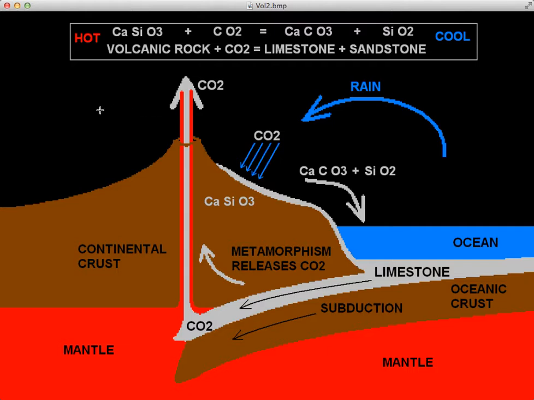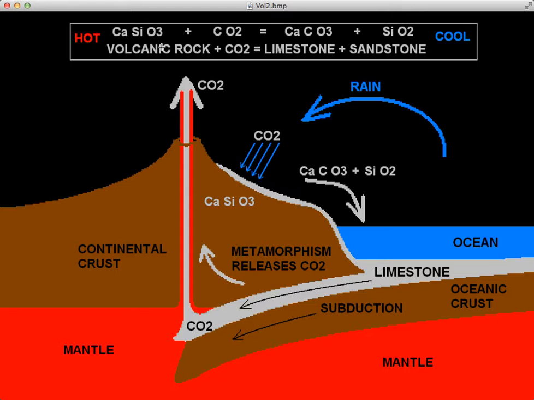The best place to start is with this chemical reaction, and this is called a Urey reaction. Basically, on one side of the equation we have volcanic rock and carbon dioxide, and on the other side of the equation we have limestone and sandstone. So we can look at very simple formulas here.